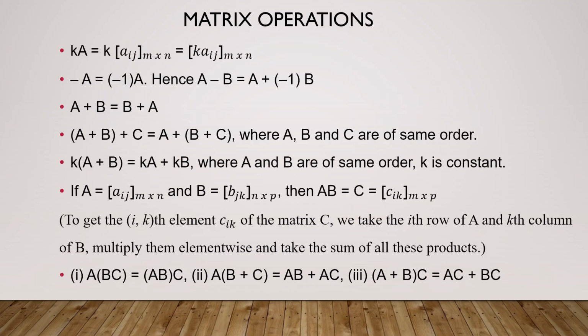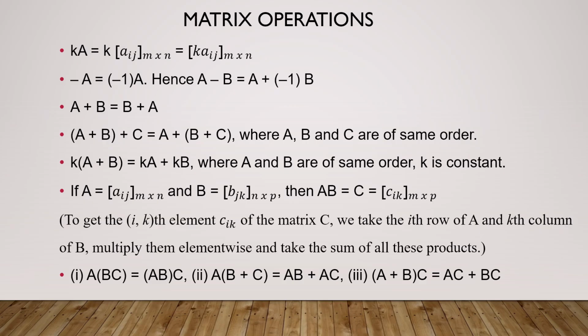Some matrix operations. They are simple algebraic operations which will be clear as we discuss the examples. If you multiply a scalar by a matrix, then each and every element of the matrix has to be multiplied by that scalar. That means if I multiply minus 1 by A, I get a matrix which I denote by minus A. What is A minus B? A plus the matrix B into minus 1.